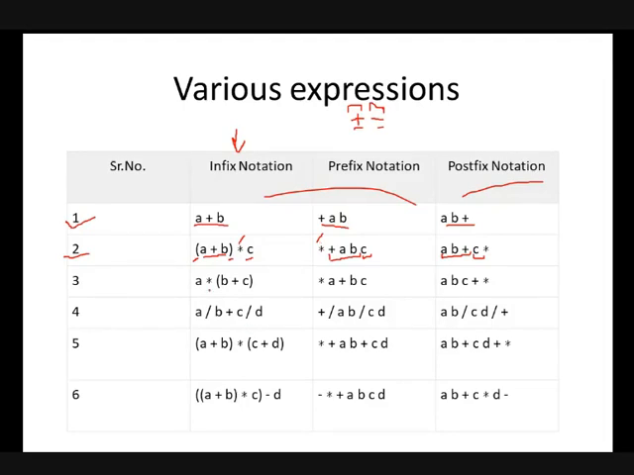Let's proceed to another conversion. In the third example, again we need to remove these parentheses first, b and c, and while applying it, it will become plus bc in prefix and bc plus in postfix. Okay, and once you have these operands with you, you can apply another operand, and the other operand you will see is a.